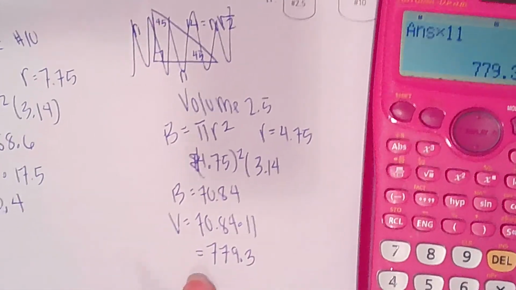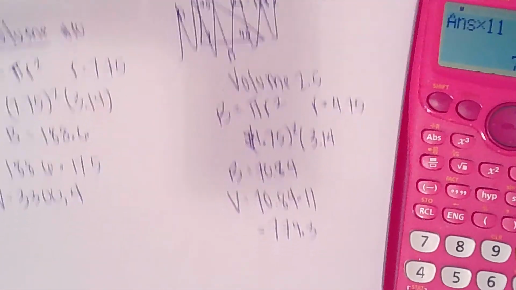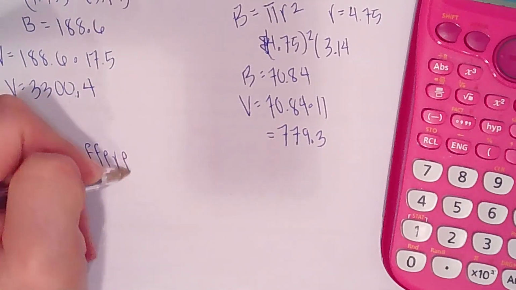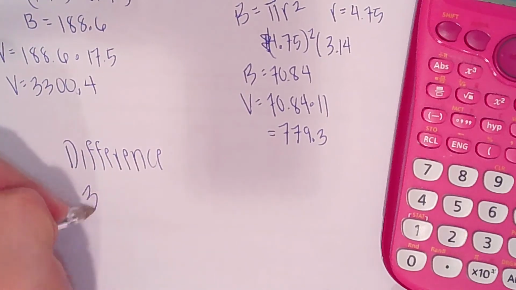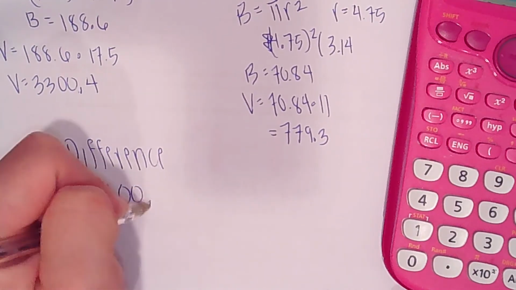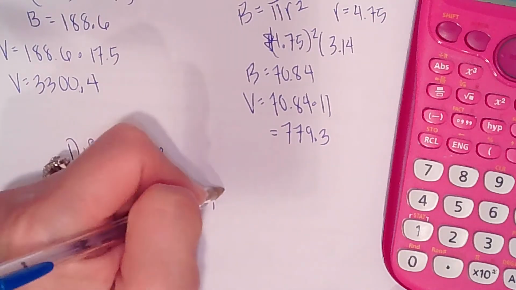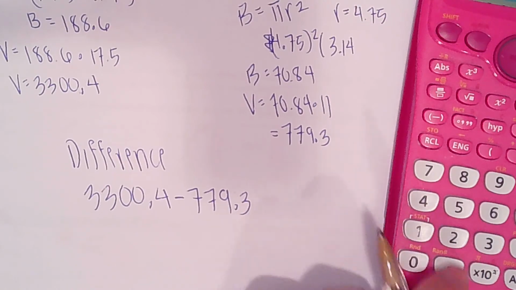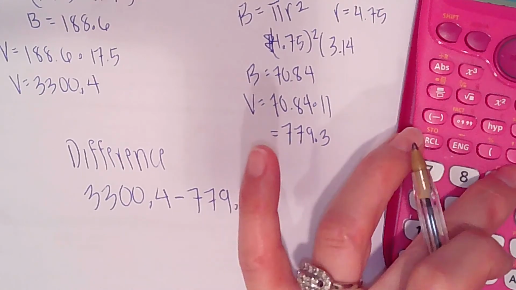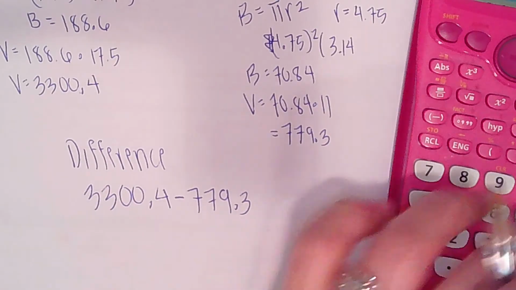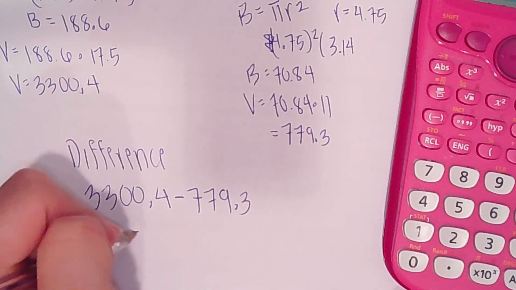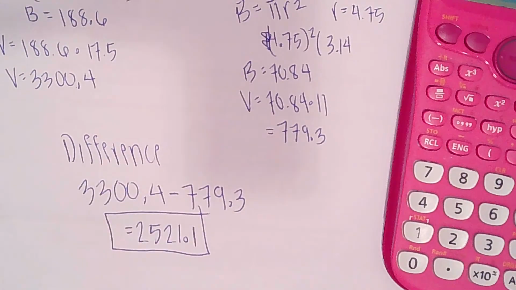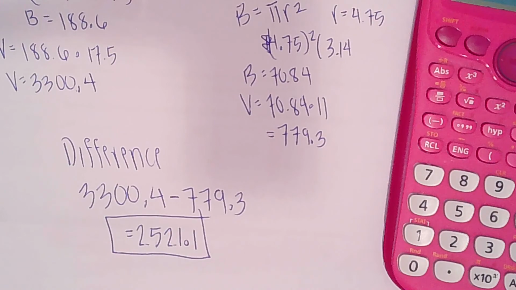And now it said, what's the difference between the two? So the difference, I'm going to do 3,300.4 minus 779.3. And I will end up with about 2,521.1. And that is it for this worksheet.